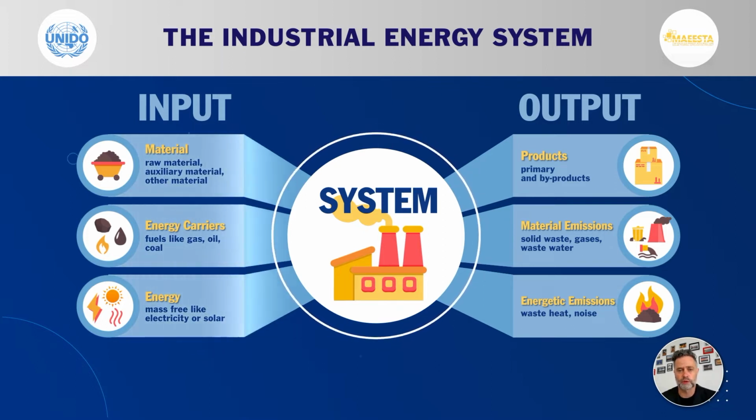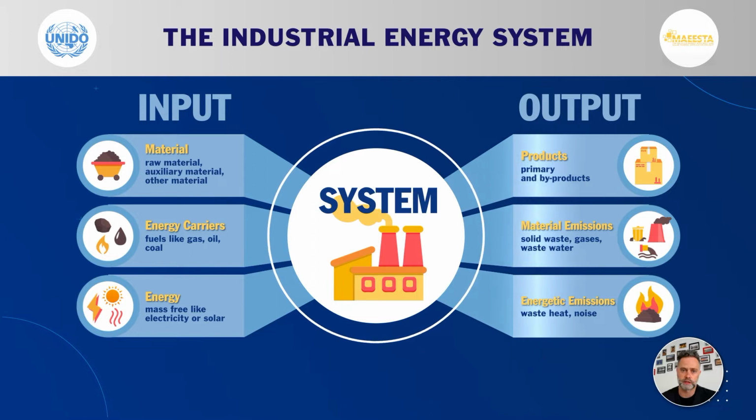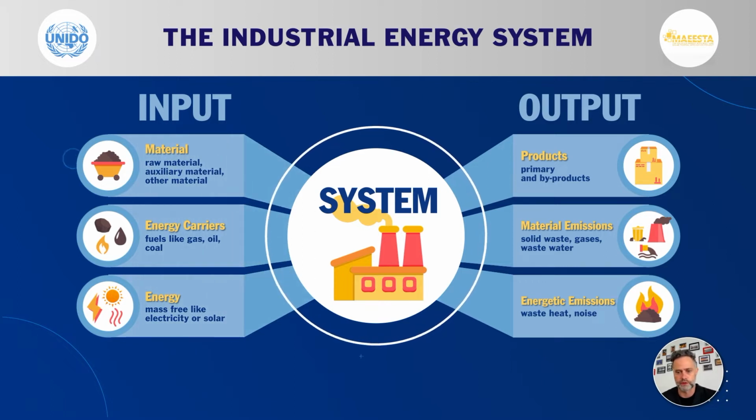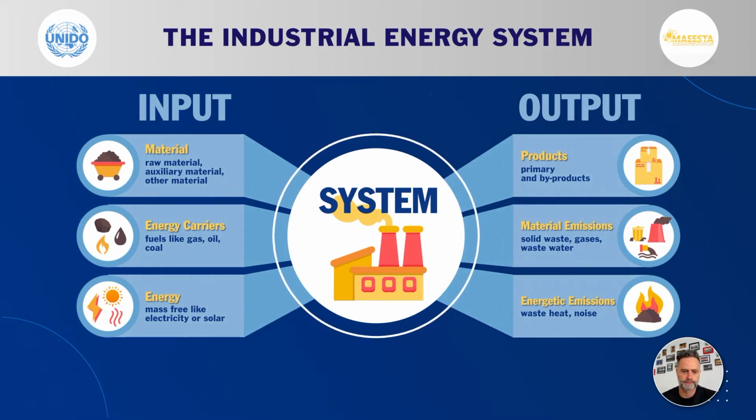The core of whatever we want to do with optimizing the industry and the industrial energy system is to get rid of CO2 emissions. And they are mainly caused by fossil fuels, so it's very important to do this.